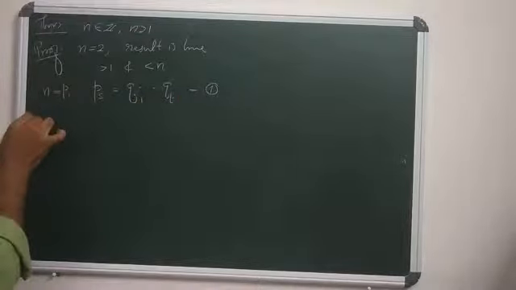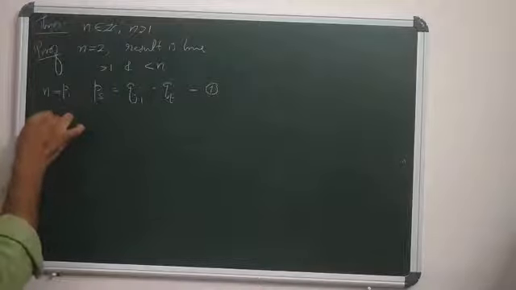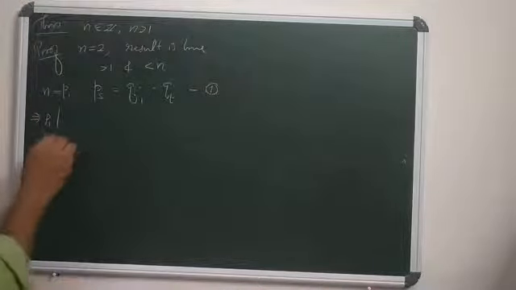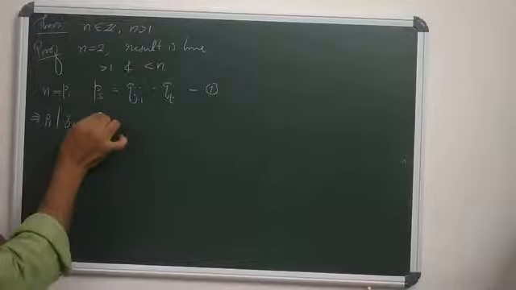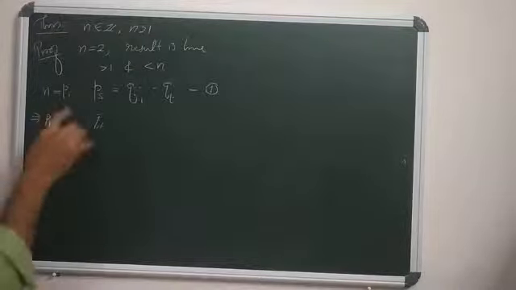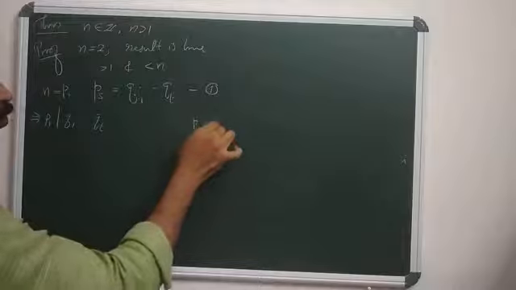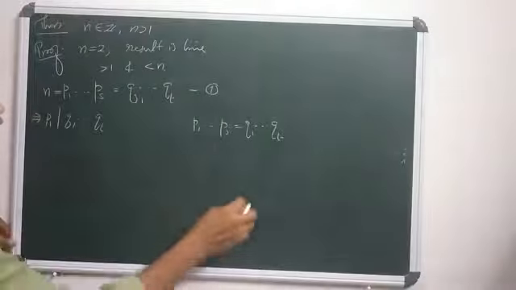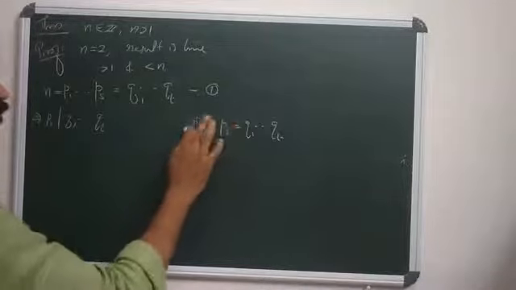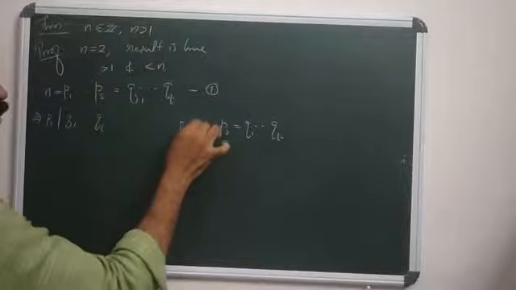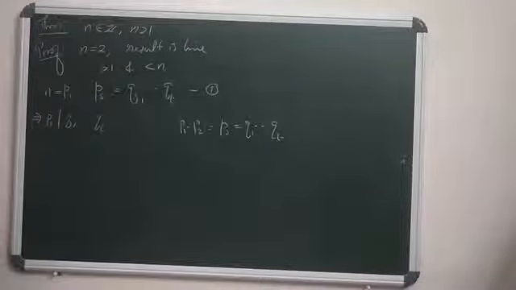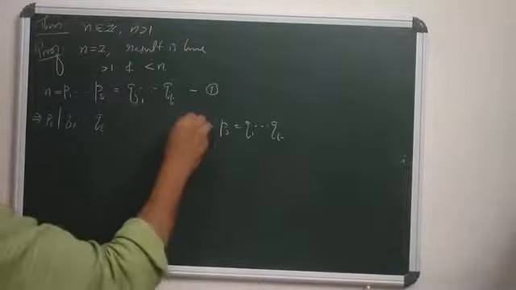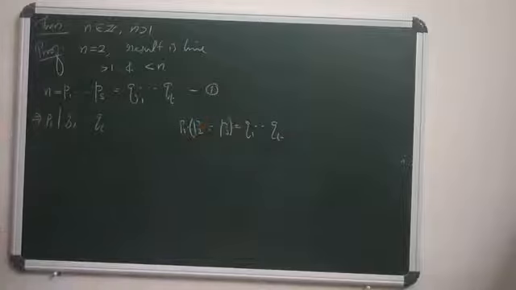That means this p1 divides this q1 etc. qt. Why? Listen here. p1 into p2 etc. ps equals q1 etc. qt. That means q1 into p1 into p2, p1 into p2 into etc. ps equals q1 etc. qt. That means this q1 into qt equals p1 into p2 into etc.